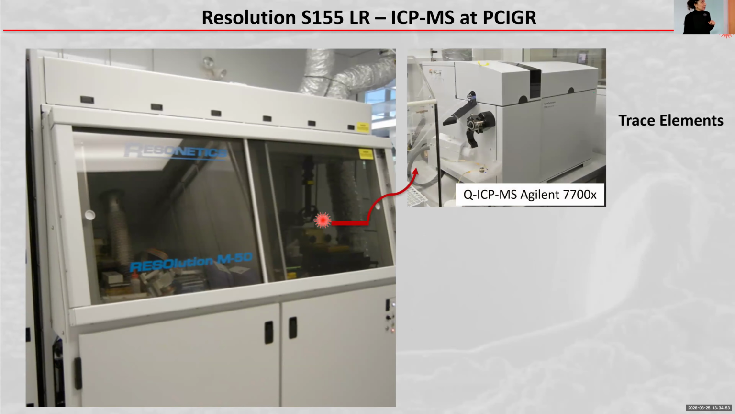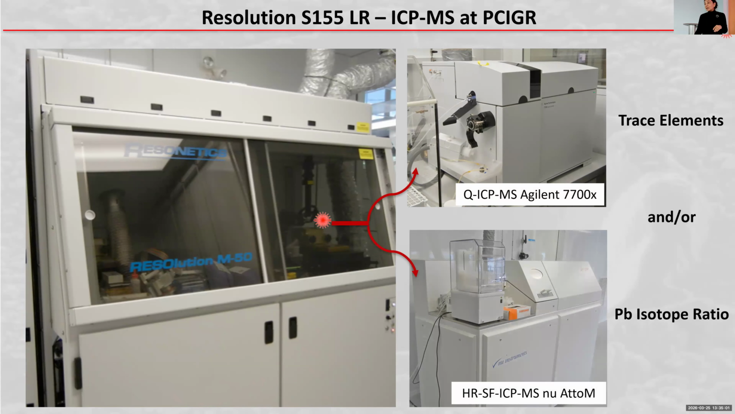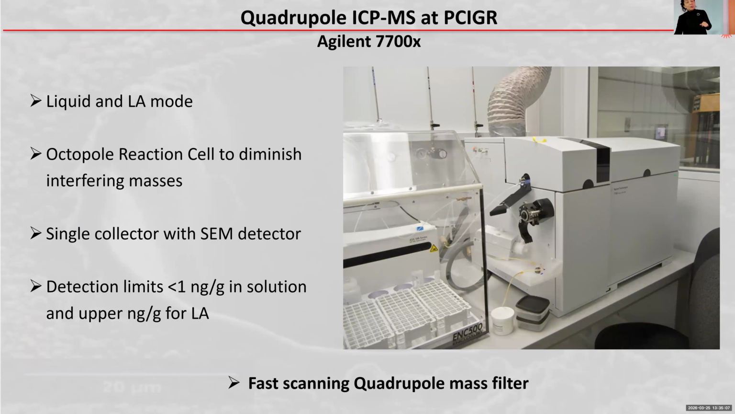So with this laser, we can connect it either to a little quadrupole ICP-MS and analyze trace elements, or we connect it to a magnetic sector field ICP-MS and analyze also lead isotope ratios, or we do it both together. So as I said, I do not want to mention too much about ICP-MS systems. However, I would like to point out a little bit on that one.